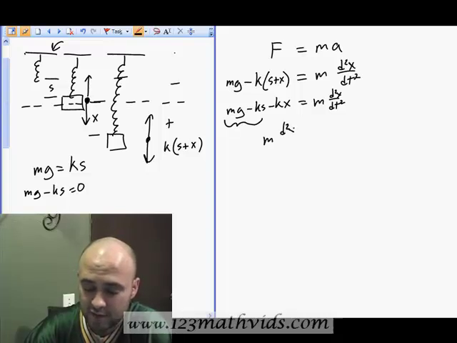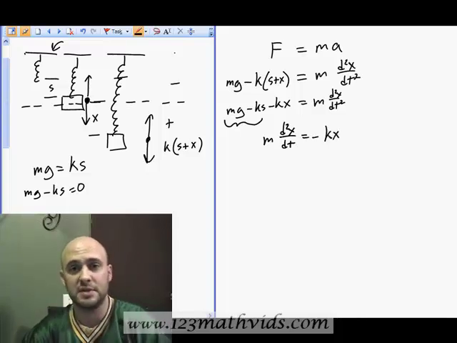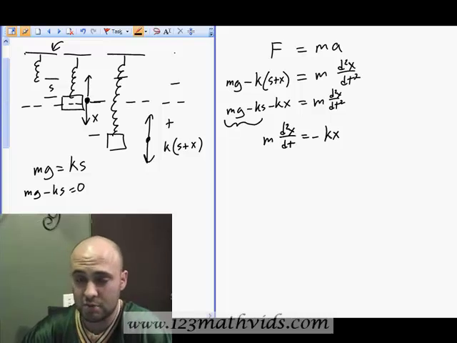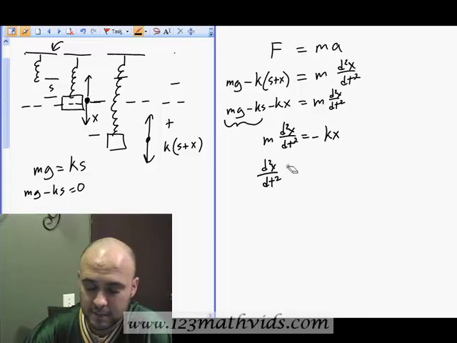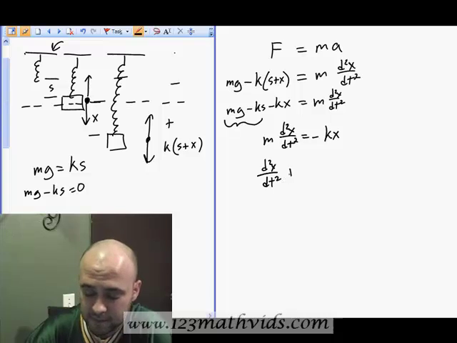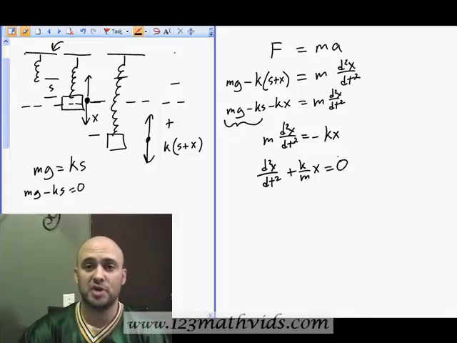mass times the second derivative of position with respect to time is equal to negative k, the spring constant k, times the position. I'm going to rewrite that one more time: I'm going to add that kx to the other side and then divide by m. So that's the equation I'm left with.